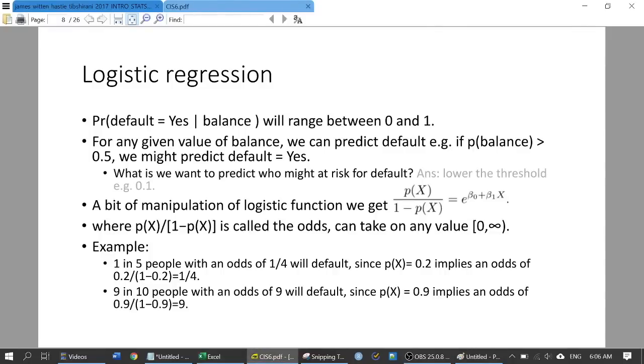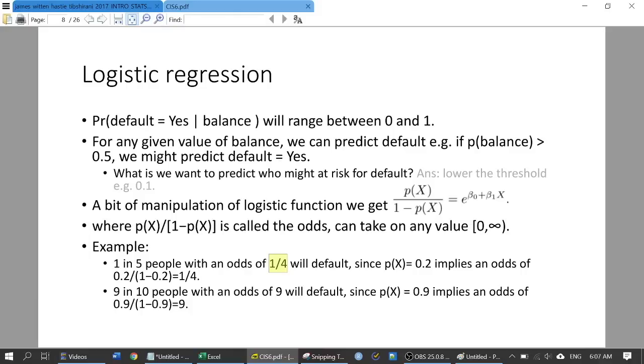The p(x) over 1 minus p(x) is called the odds, and it can take on any values between 0 and infinity. So it can never be negative. The interpretation is that if p(x) is equal to 0.2, which is 20% of the population, or 1 in 5 people, this is the same statistic. 1 in 5 people will have the odds of 1 over 4.